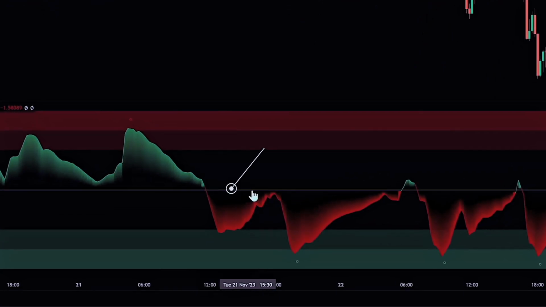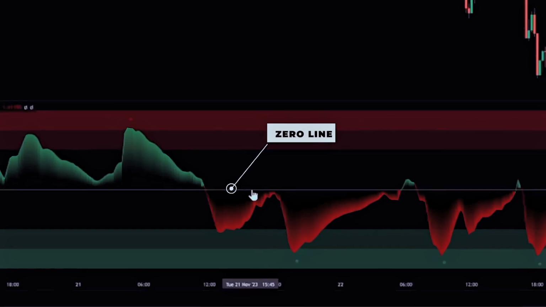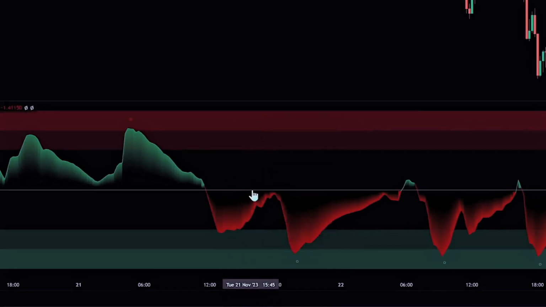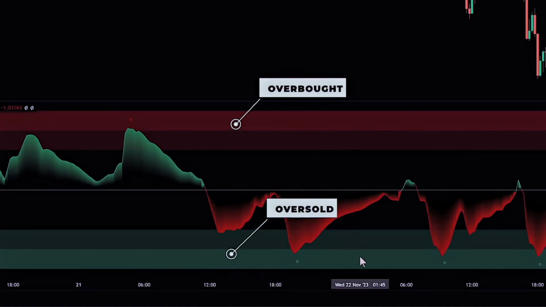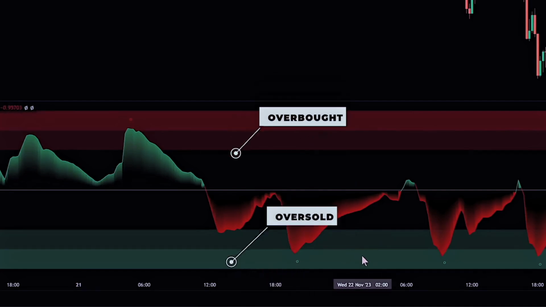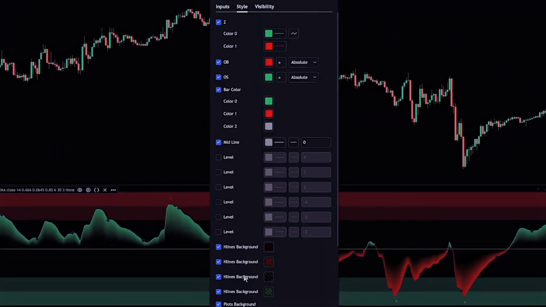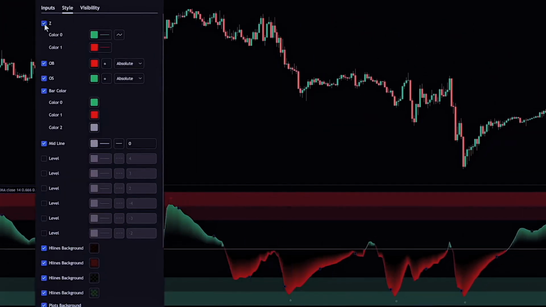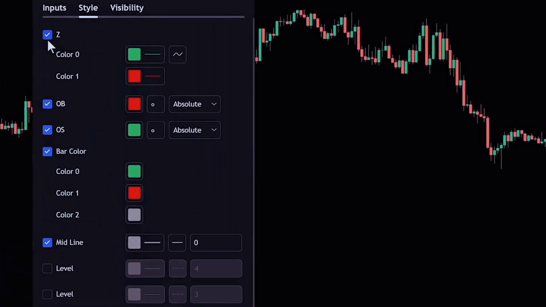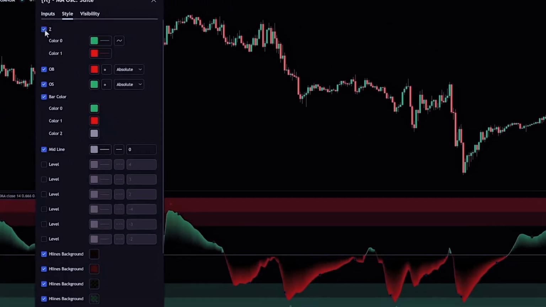The horizontal line in the middle is the zero line. That's the core reference point for this indicator. Then you've got the upper and lower boundaries, which represent the overbought and oversold zones. Finally, there's this line that switches colors between green and red. That's known as the Z line. It's written right on the chart. If you toggle it on and off, you'll see exactly which line it is.